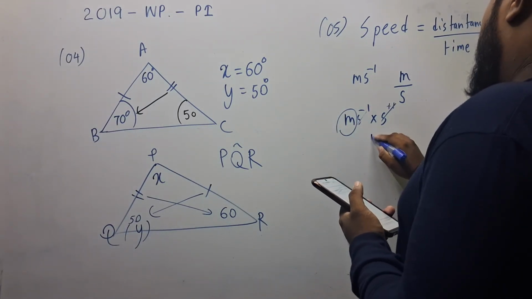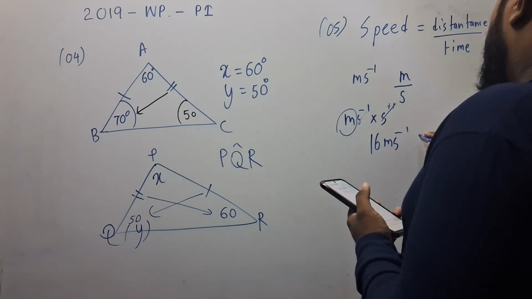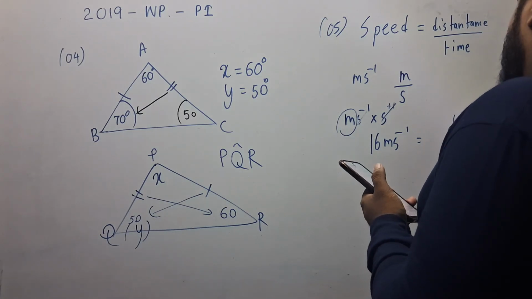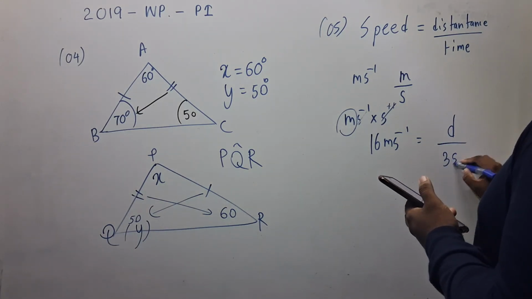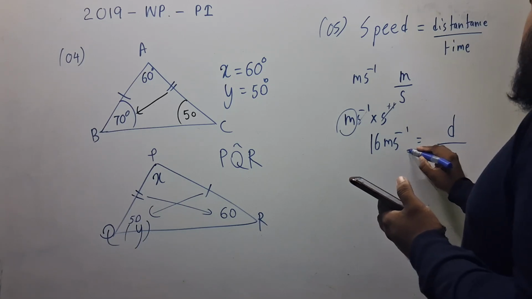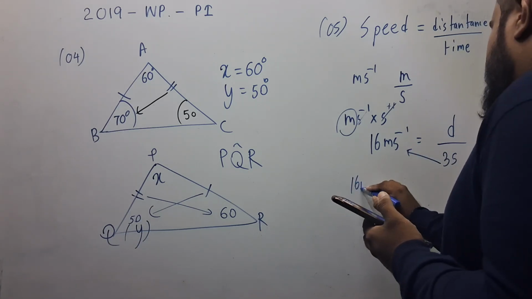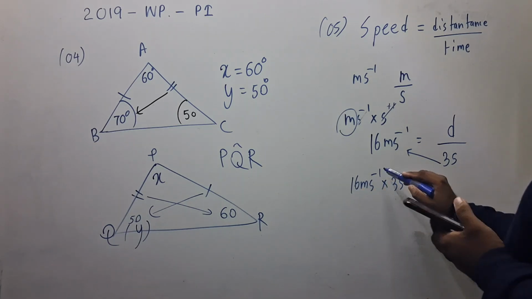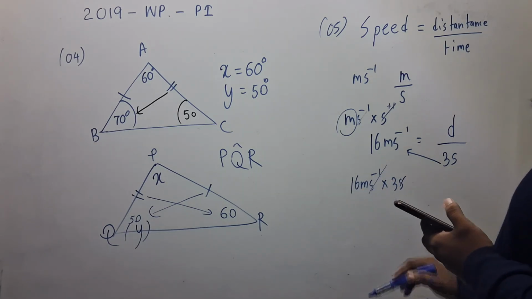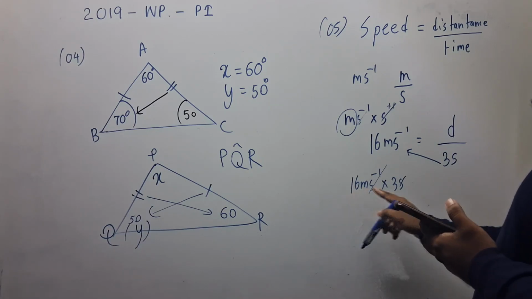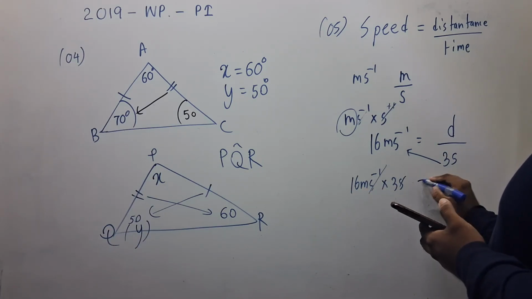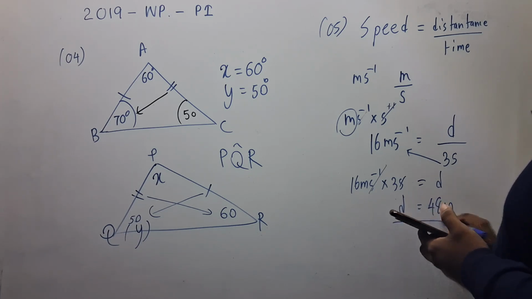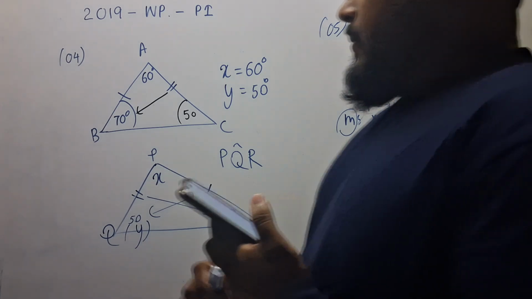The things they have given are 16 meters per second, time taken 3 seconds. For distance I use d over 3 seconds. Now I cross multiply this 3 seconds to the other side. So it becomes 16 meters per second multiplied by 3 seconds. Now s minus 1 is cancelled out with s. Meters are remaining. 16 into 3 is 48. So what is the answer for distance? 48 meters. Okay.